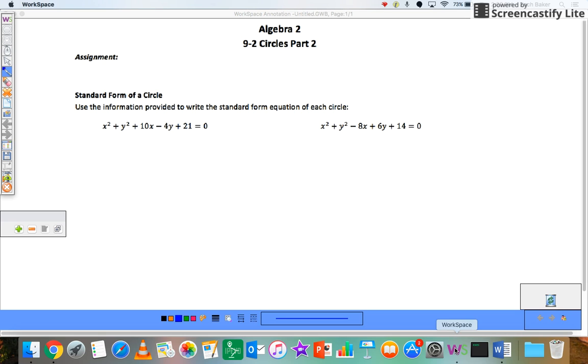All right, today we are going to be talking about how to convert equations that are not in the standard form of a circle into a standard form of a circle. Okay, so this is 9.2 part 2, and your assignment is going to be just that, the 9.2 worksheet, and then that's the part 2 version of it.